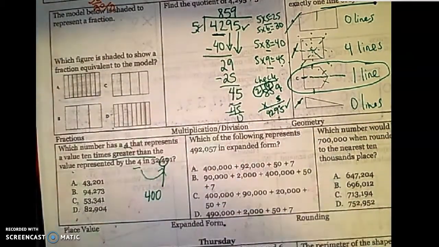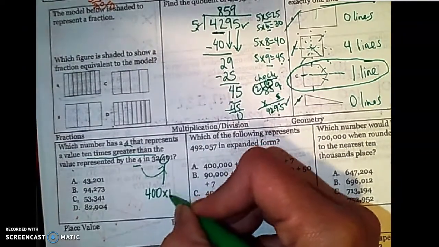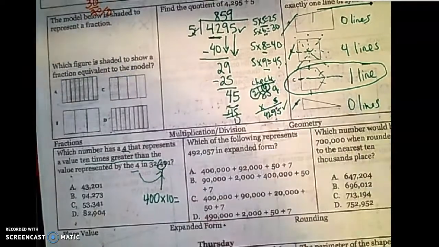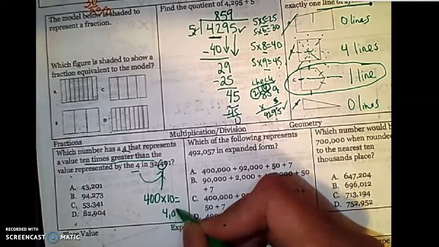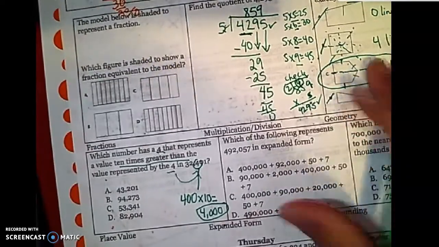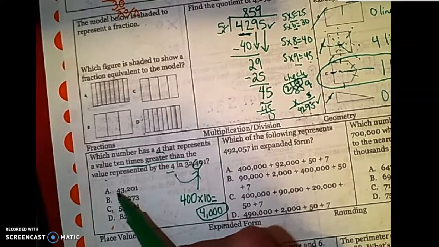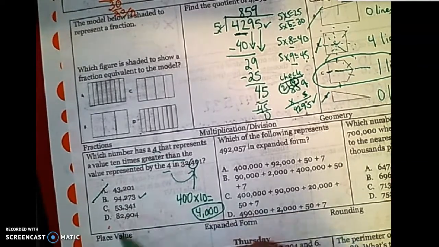I'm looking for a 4 that's 10 times this value. So I'm going to first multiply by 10 and see where that 4 should be. So 400 times 10. I'm looking for a 4 that has a value of 4,000. So let's look at our choices here. This 4 is 40,000. That's not going to match. This 4 is 4,000. That matches, but let's look at all our choices.